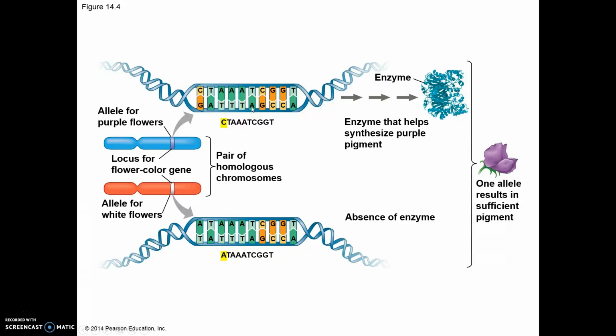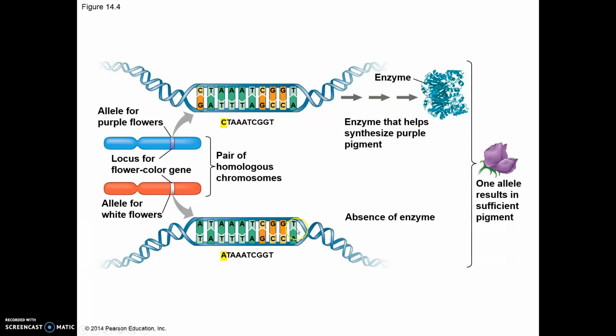So moving this into a genetic standpoint, here is a piece of DNA. It has a gene on it. That gene produces an enzyme, and that enzyme is responsible for synthesizing the purple pigment. The white flower version of this has the same gene at the same location on a chromosome, but it may have a different genetic sequence. So here we have CTA, here we have ATA. This produces a protein that is a non-functional enzyme.